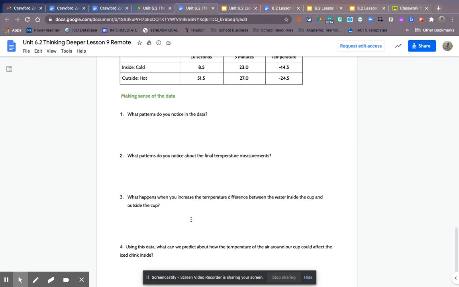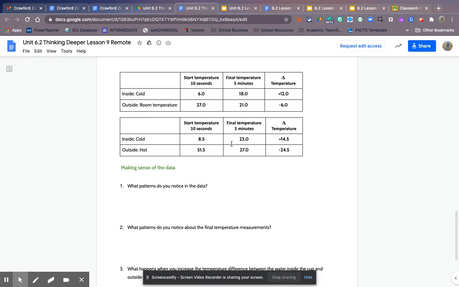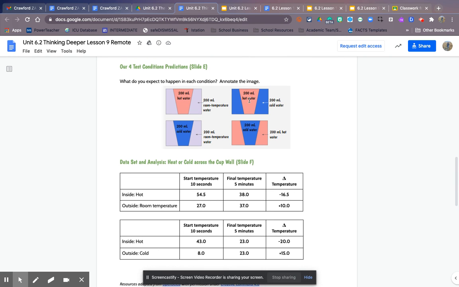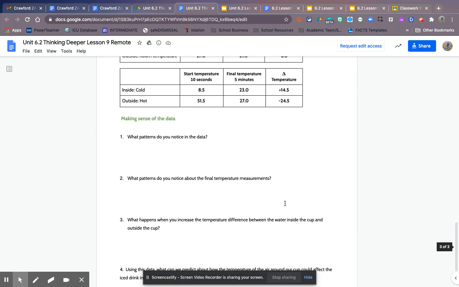And then what happens when you increase the temperature difference between the water inside the cup and the water outside of the cup? Here, these two have a big difference in temperature, inside and outside. These two, the temperature difference isn't as much. So what do you notice about the results for these two experiments compared to the temperature changes in these two experiments? Remember, this is temperature change, this column here, the last column.